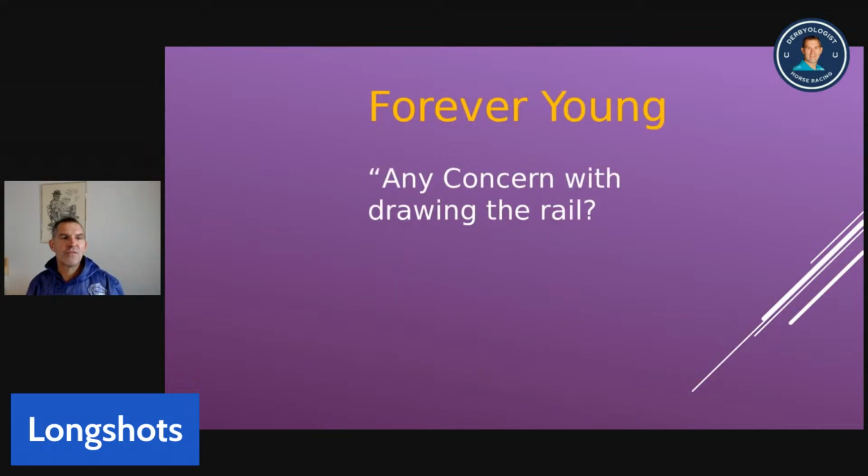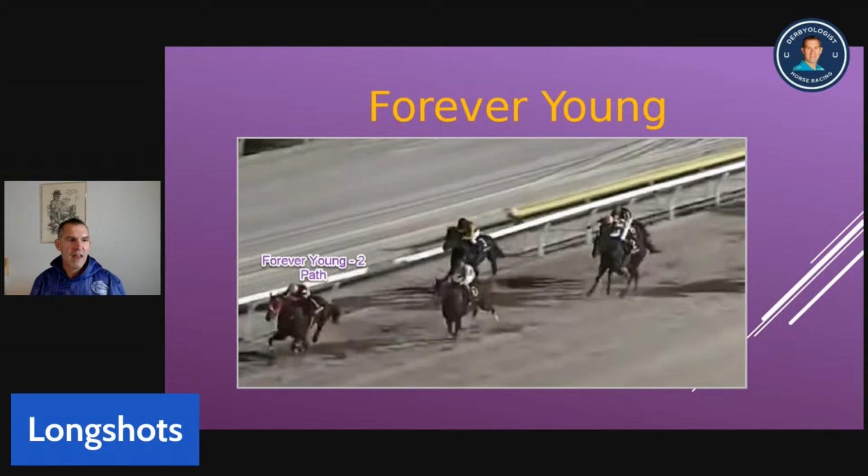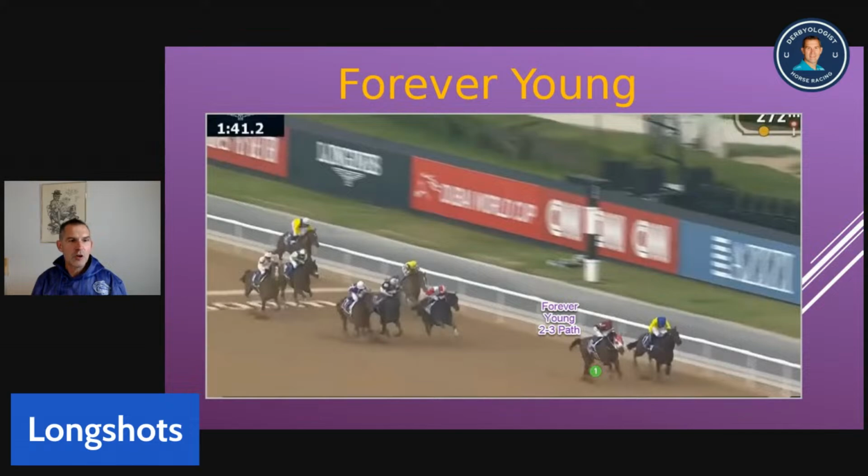Now, somebody asked about Forever Young, any concern about drawing the rail? So I took a couple of screen grabs. Here's Forever Young in this last race. Basically, he had the 2-path. Now, remember, they went counterclockwise in Japan in that last race. Now, the race before that, in the UAE Derby, again, Forever Young was kind of in the 2-path to maybe the 3-path. He was outside this horse in that race. Now in the Kentucky Derby, he did run out in the center of the track. I don't think it's going to affect him that much, but I think it's a good question.